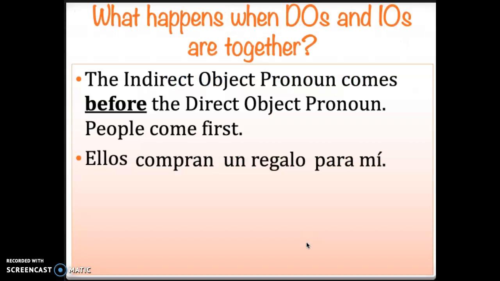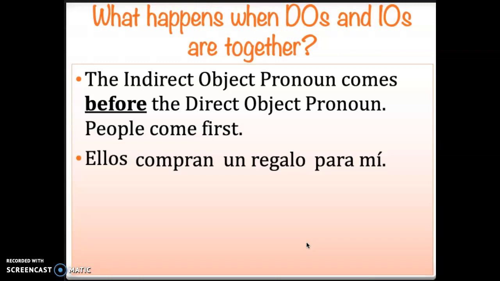So what happens when direct object pronouns and indirect object pronouns come together? In a sentence, the indirect object pronoun comes before the direct object pronoun because indirect object pronouns usually are replacing people, and people come first.